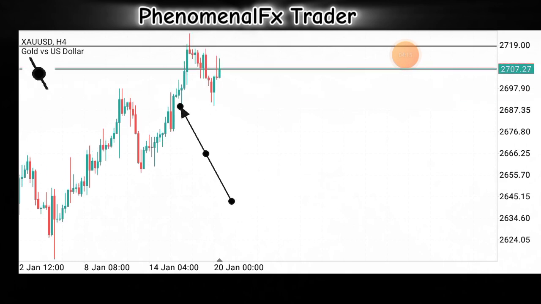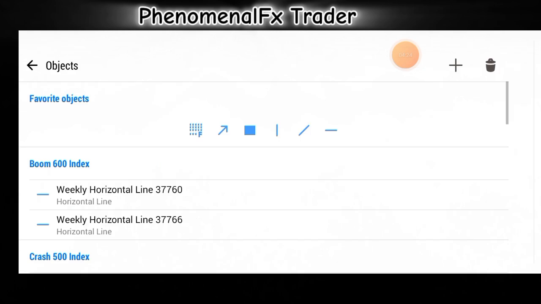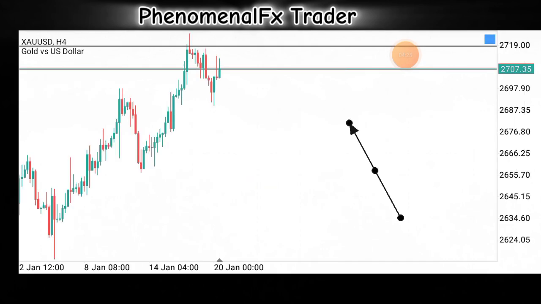Okay, so you can see this is the zone here on the 4-hourly time frame. So we'll have to take note of this zone, because that is where we want to see the market get to before we think of doing anything.